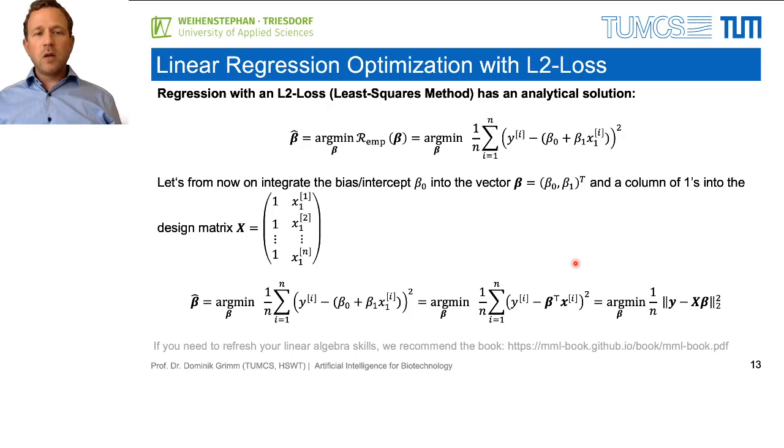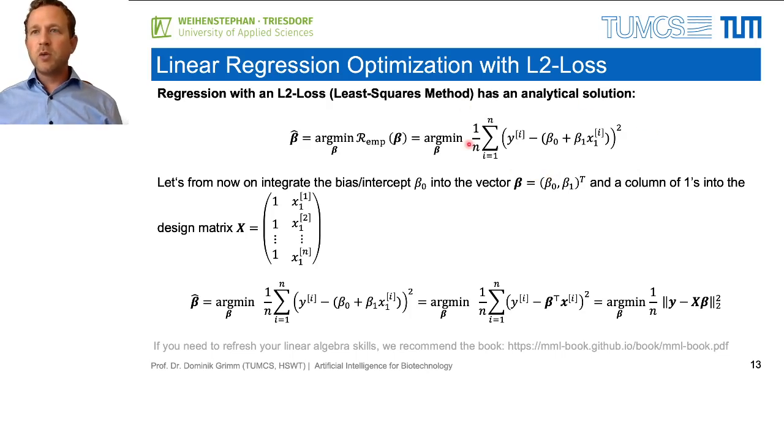So we will now do a regression with L2 loss. That's the usual linear regression model you know from statistics. It's also called the least squares method. The nice thing about this L2 loss is that it has an analytical solution, so we can actually compute it. What we have to do is solve this minimization problem here. So we would like to find the beta values that are minimal for the L2 loss.